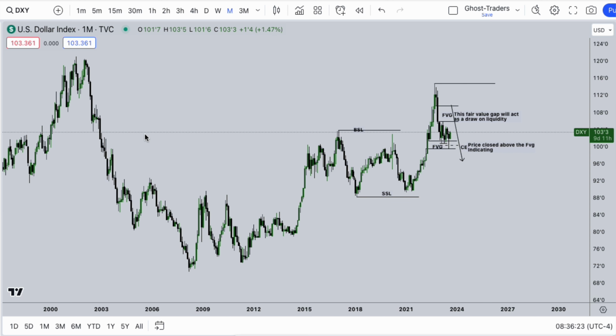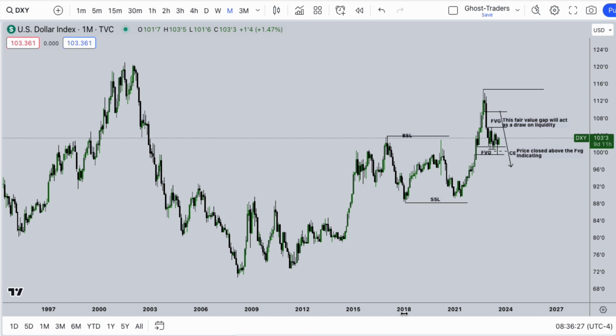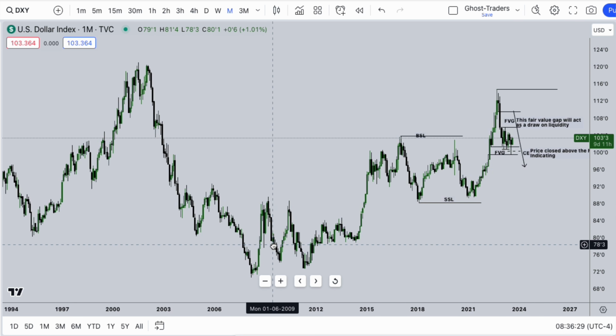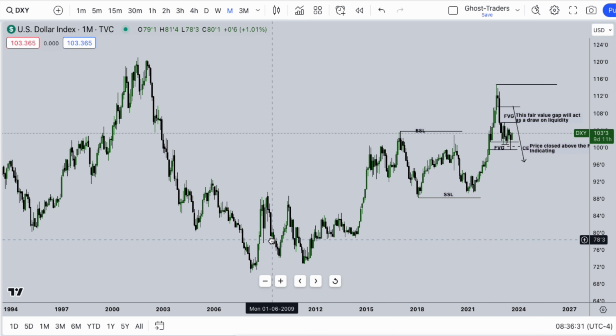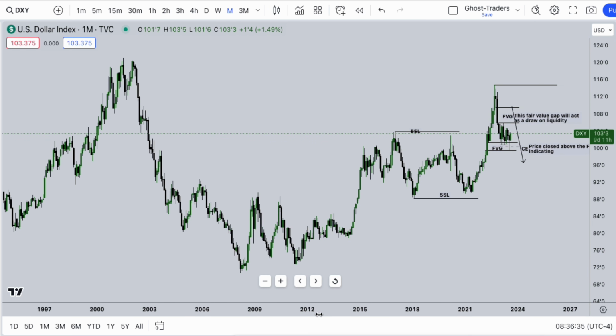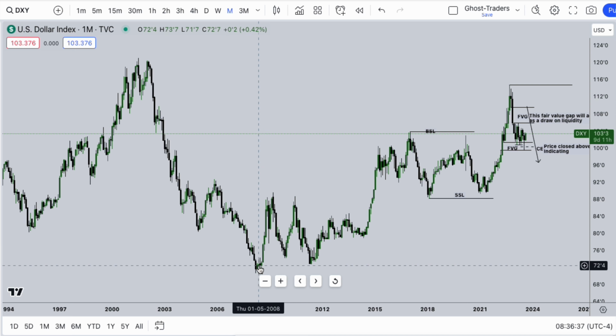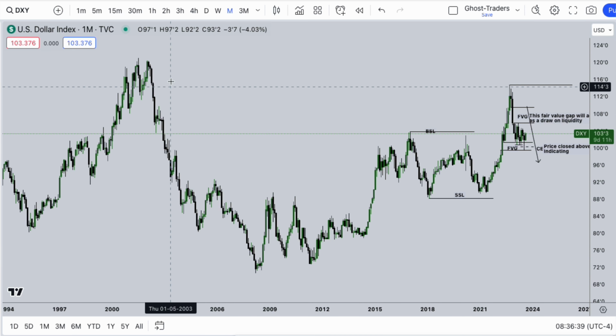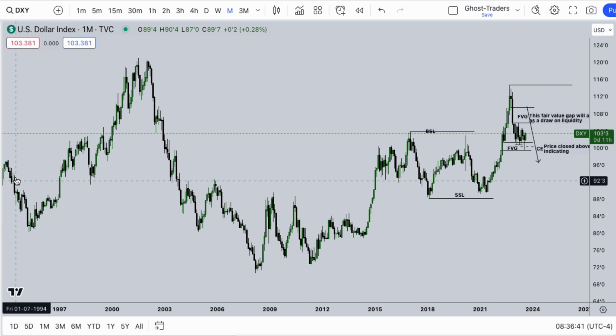This is what we have here, the dollar index monthly time frame. So let me try to position it in a way that we can clearly see it. If we just look here, what is happening, starting just from here, we can see that we have a low here.